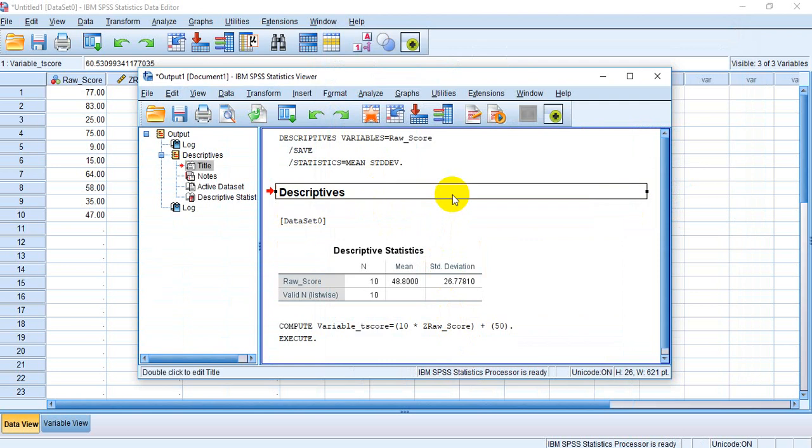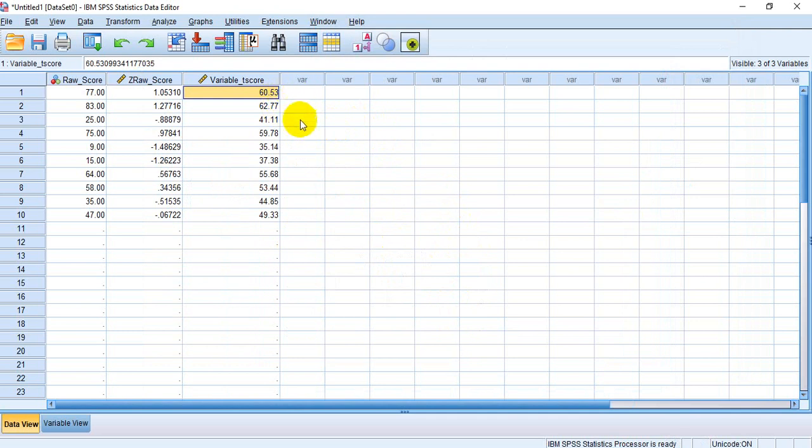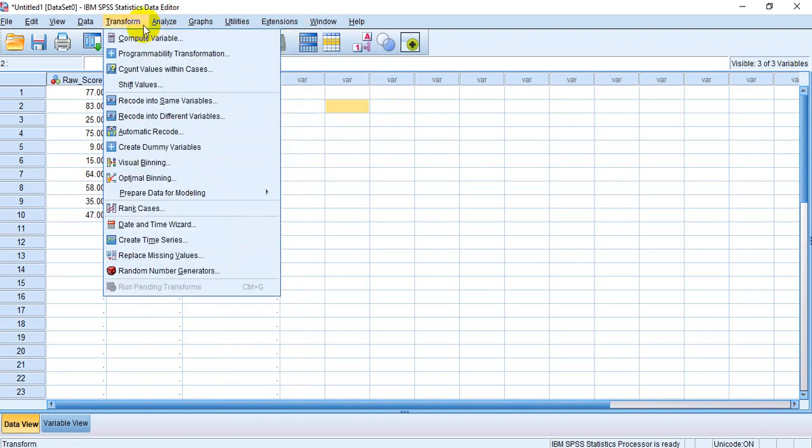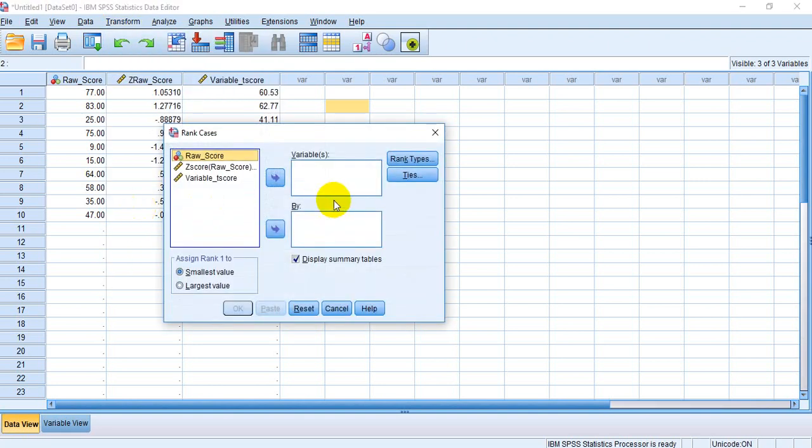You see the T-score variable. And then we can find the percentile score. Before we find the percentile score, the raw score will be changed into a ranking. You see, the raw score is ranked here.